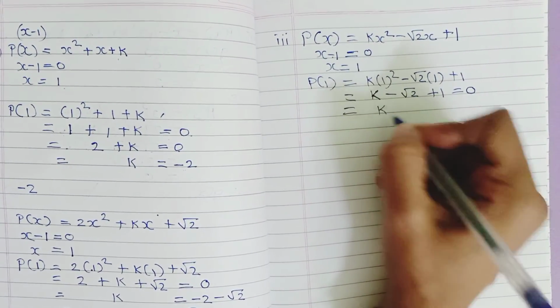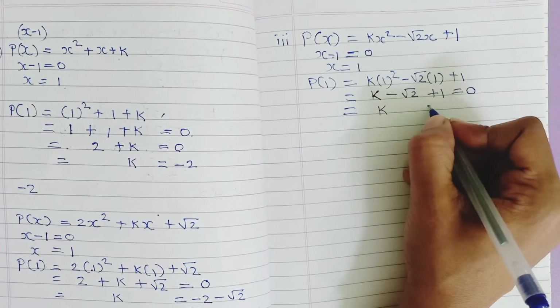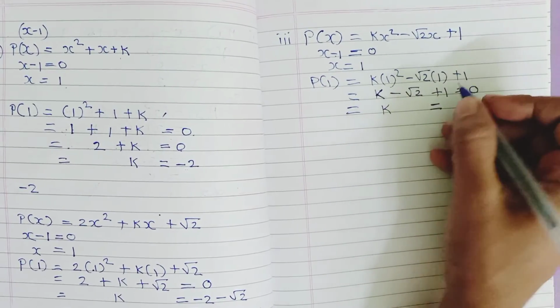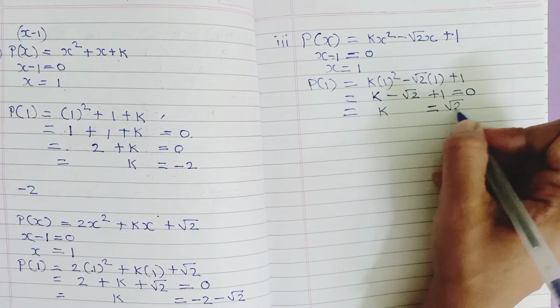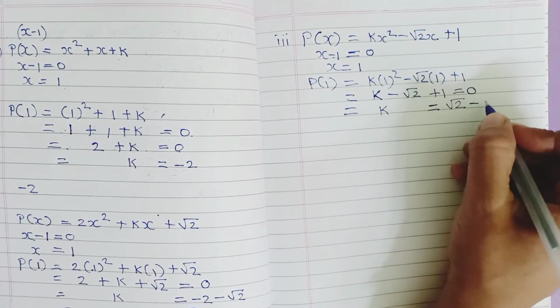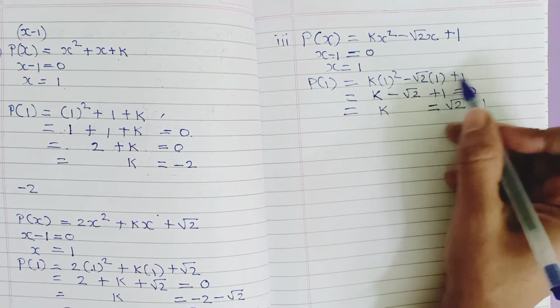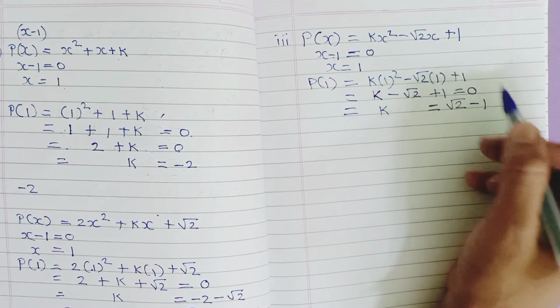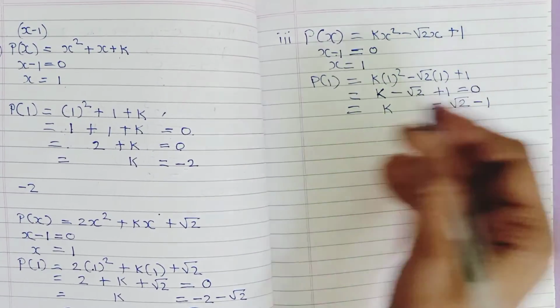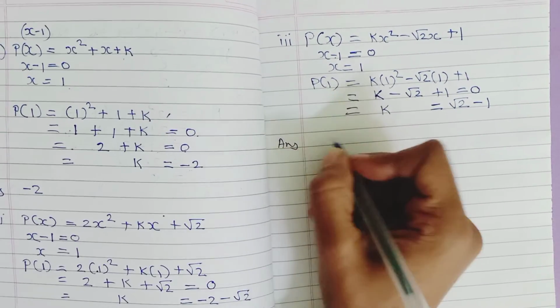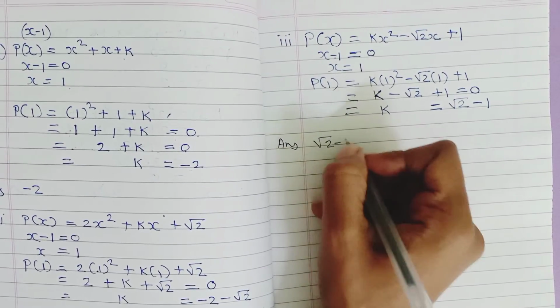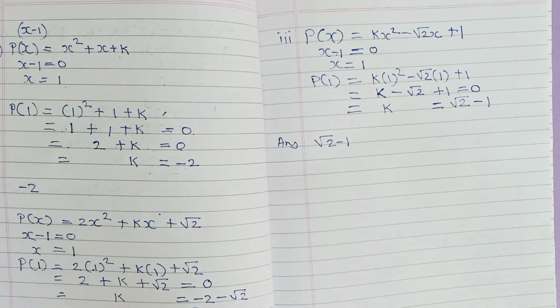Now k only I'll keep here, and the rest of the numbers I'll shift to the other side. So here minus root 2 is there, so when it goes to the other side it will be plus root 2. Then plus 1 will change into minus 1. Always remember, when you're shifting the numbers from one side of the equation to the other side, its sign will change. So this is the value of k here. So the answer will be under root 2 minus 1. Now let's do the fourth one.